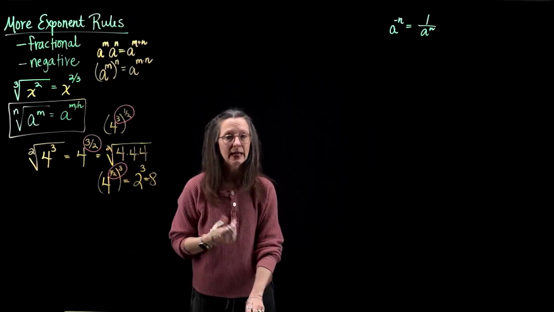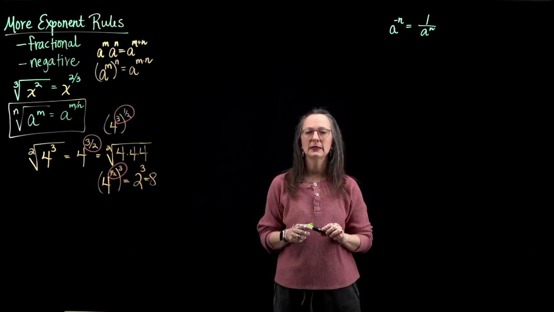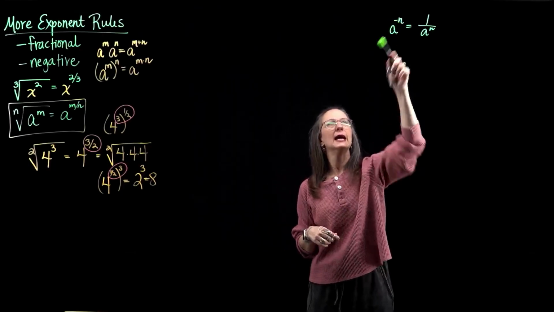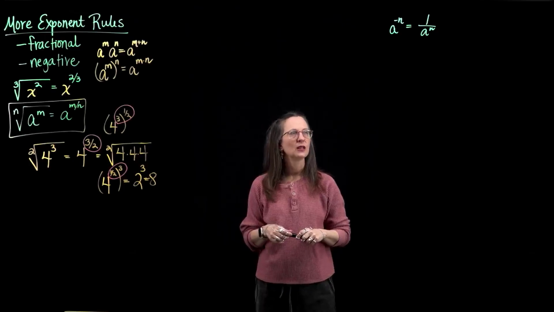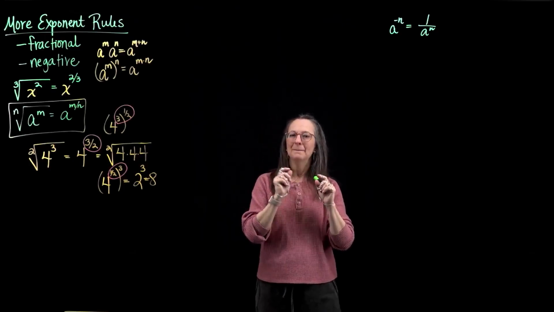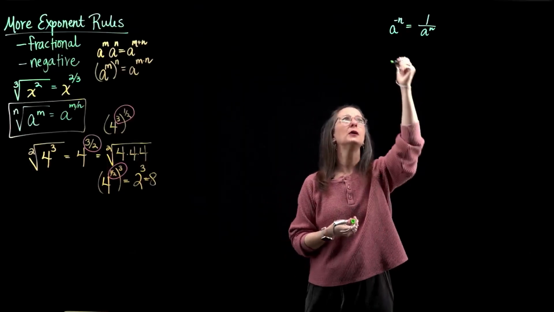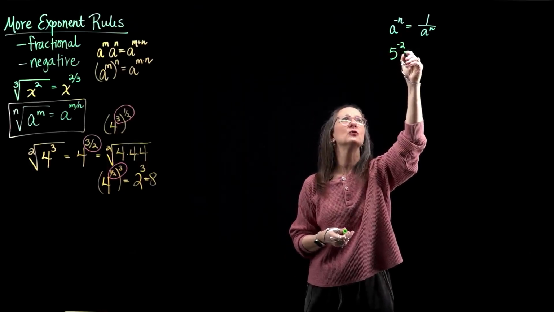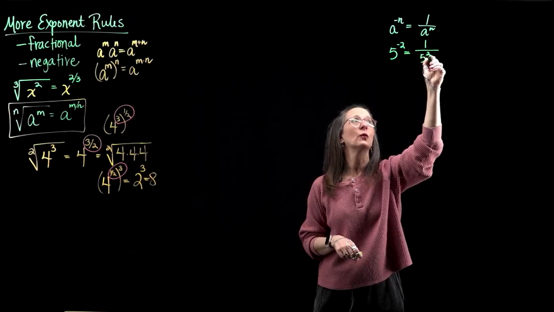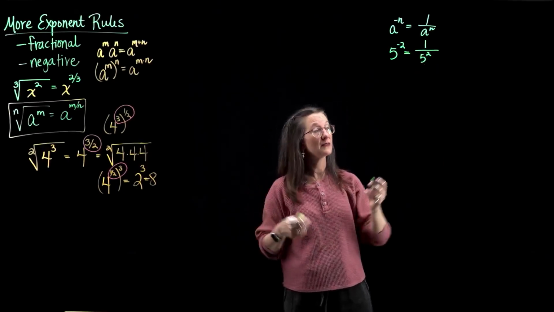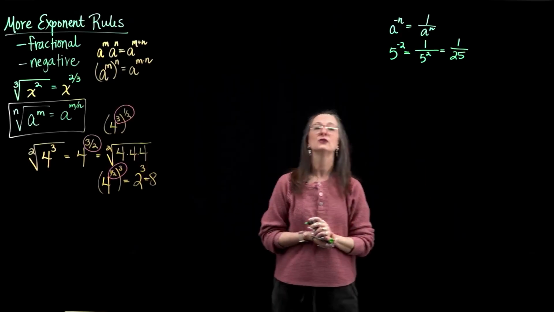Now let's look at negative exponents. The negative exponent rule probably is the weirdest one. A to the negative n power is 1 over a to the nth power. So a negative exponent means a fraction. That can be a little uncomfortable. For example, if I had 5 to the negative 2 power, this is 1 over 5 squared. And I know what 5 squared is. It's 25. So I could rewrite this as 1 over 25.